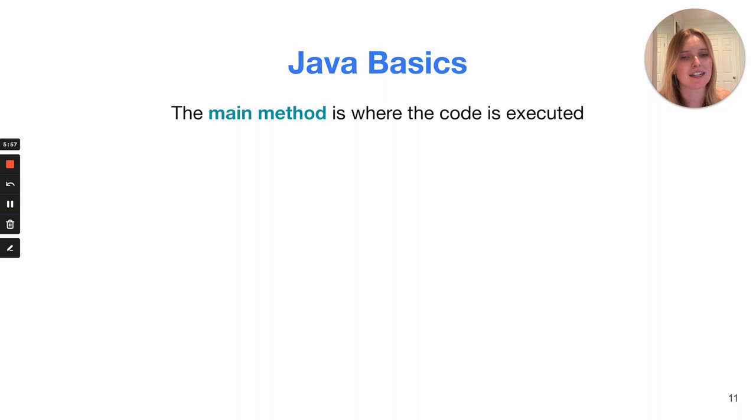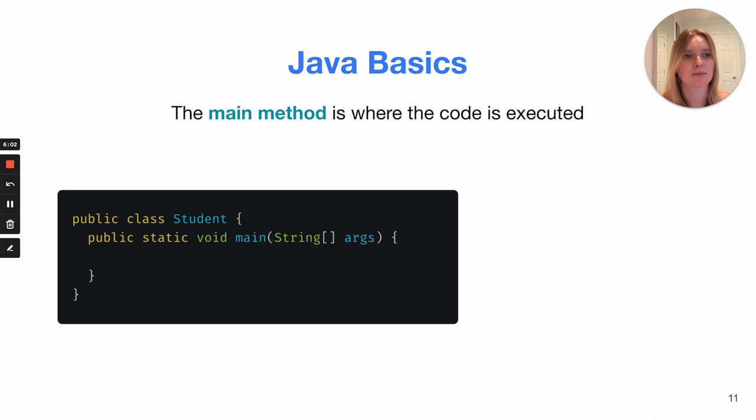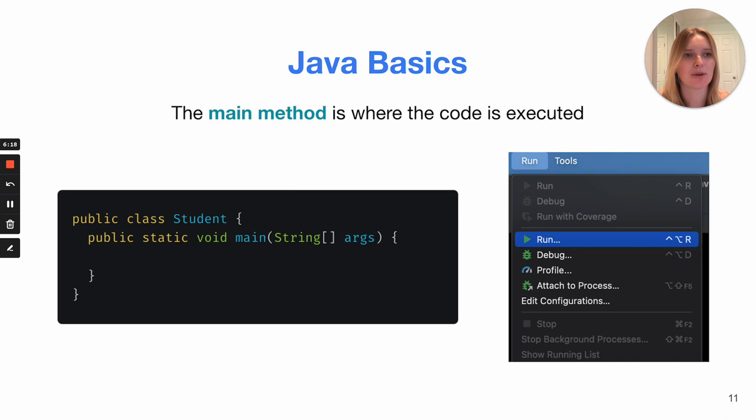The main method in Java is where all code is executed. So building off of our student class from the last slide, we now have a main method inside. This is a line you'll see a lot, and it's a line you'll be copying from class to class. Basically, the main method serves the purpose that when our code is run, and this is how we run code in IntelliJ, we look for that main method like page one of a book, and we execute whatever is in the body of that method.